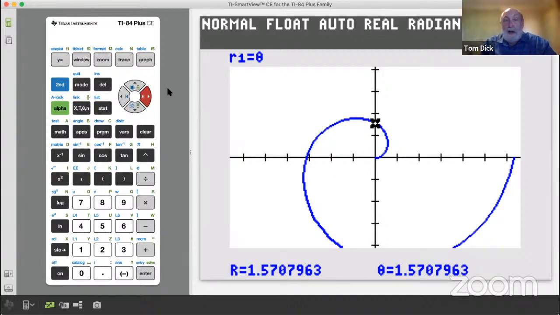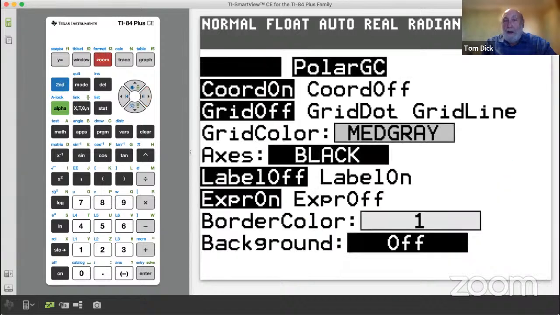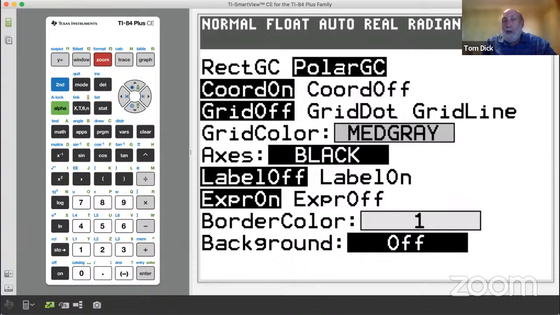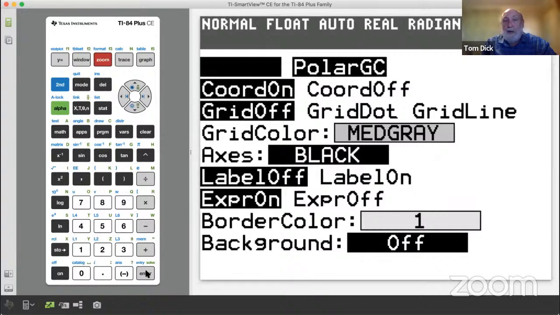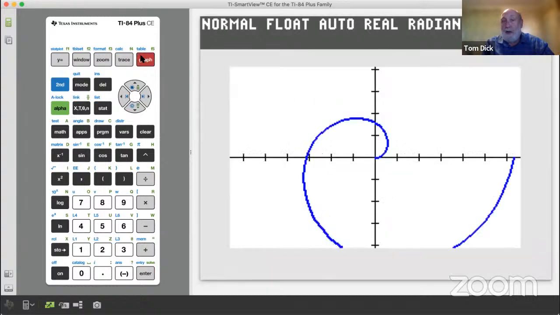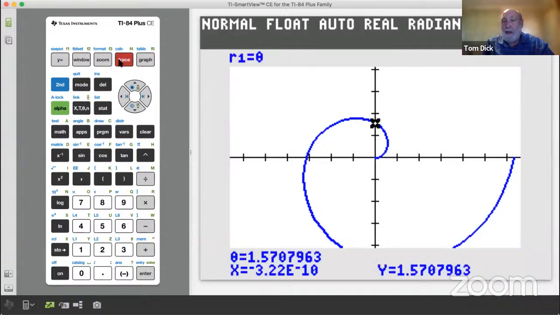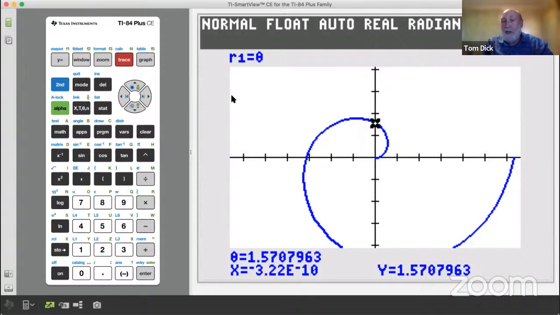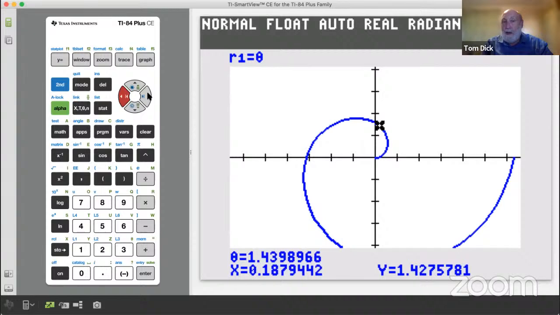If you go to format, instead of polar graph coordinates, you can change over to rectangular graph coordinates. In fact, I think that's the default. So when you go from y equals to polar, you may want to change this to the polar graph coordinates. If I go to rectangular graph coordinates and go back to my graph and trace again, notice I'm still seeing my theta value, but now it's giving me the coordinates of that point in terms of x and y.